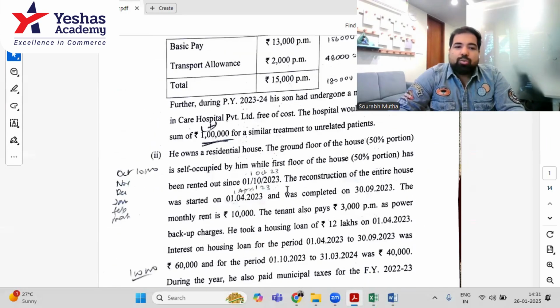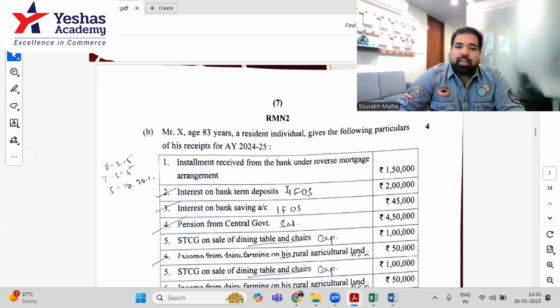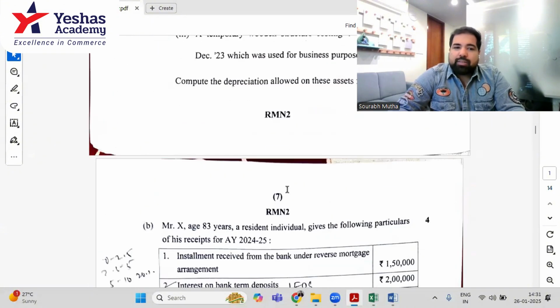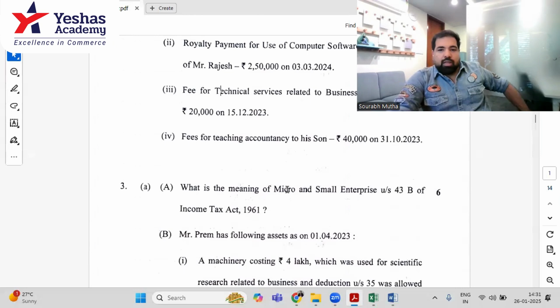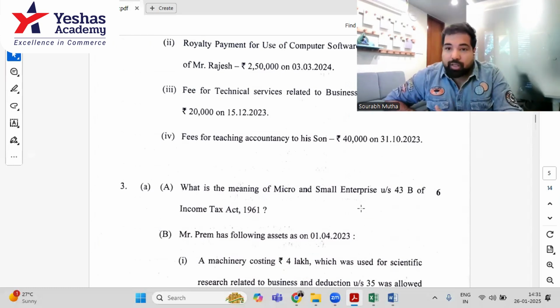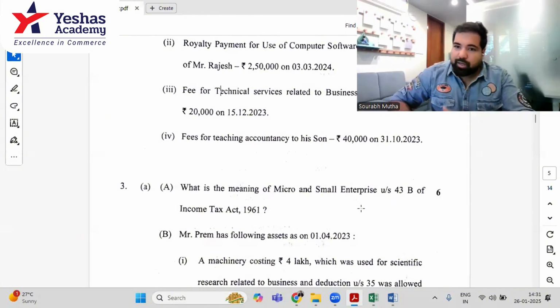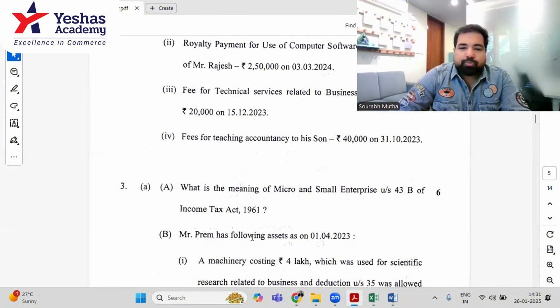Now question number 2 is also done. Now it's a choice between 3 and 4. Let's see what is 3 and then let's see what is 4. In 3, there are two parts, A and B. What is the meaning of micro small enterprise under section 43B? If you remember 43B M3, in my amendment video we had spoken about how, now that you pay to micro and small enterprises, there is a disallowance if you don't pay them in the year up to certain days. So this they're talking about.